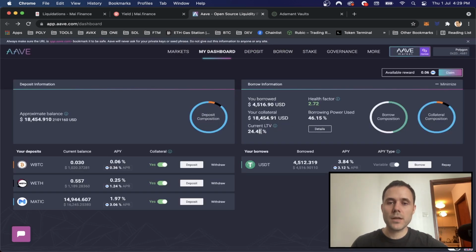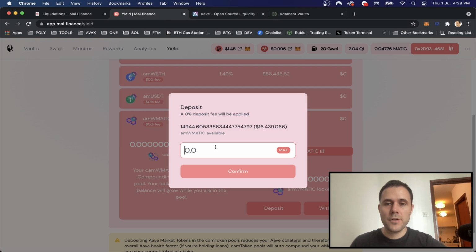So of course this number, similarly to Mai Finance, is going to be affected. So if I reduce my collateral, then my LTV will go up. So then I'm closer to liquidation if I reduce collateral, just like if your collateral value went down, like we discussed in the liquidation section. So what I can do is I can deposit 1000 AMWrapMatic here.